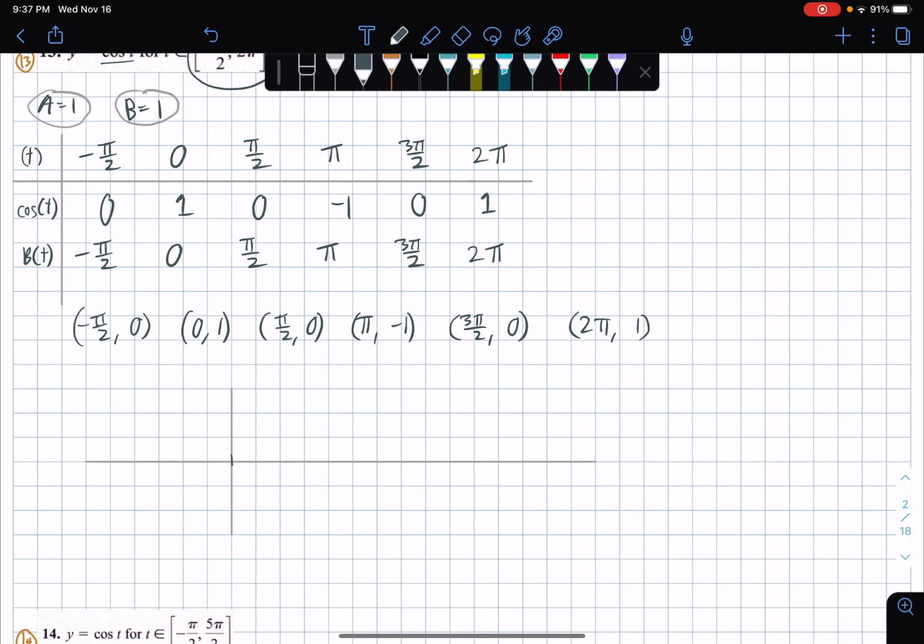Okay, so our point of origin is here. Negative pi over 2 is here. Positive pi over 2 is here. Pi is here. 3 pi over 2 here. And 2 pi here.